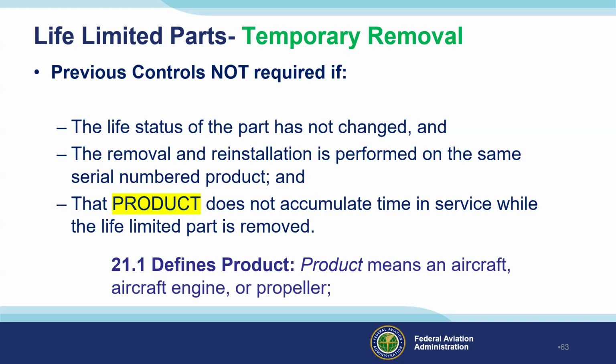So you can't take a life limited part out. The airplane flies around and comes back, and then you put this life limited part, for whatever reason, back into that aircraft, because a lot of times it's tied to the aircraft total time in service. So now you've just messed up the tracking for that life limited part. And when they say product, they mean aircraft, aircraft engine, or propeller.